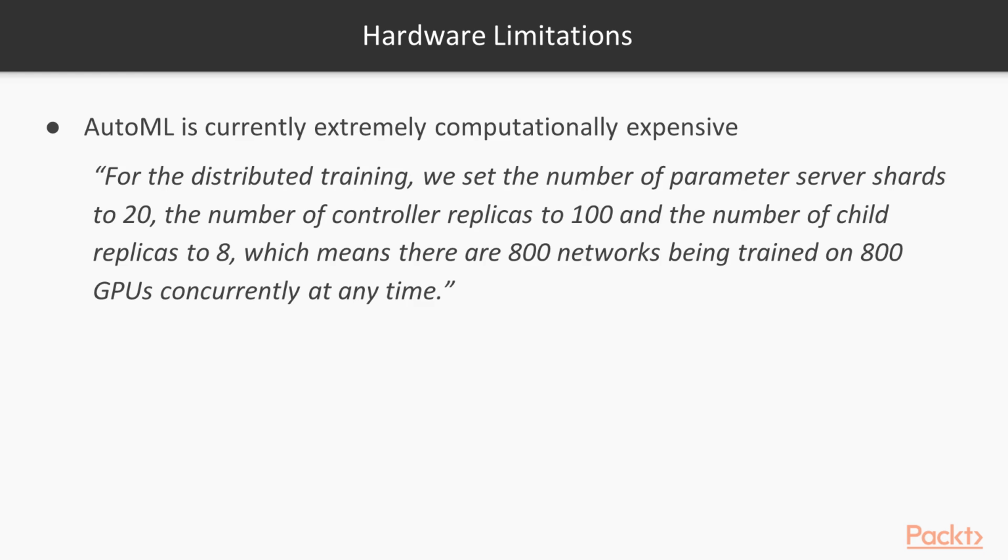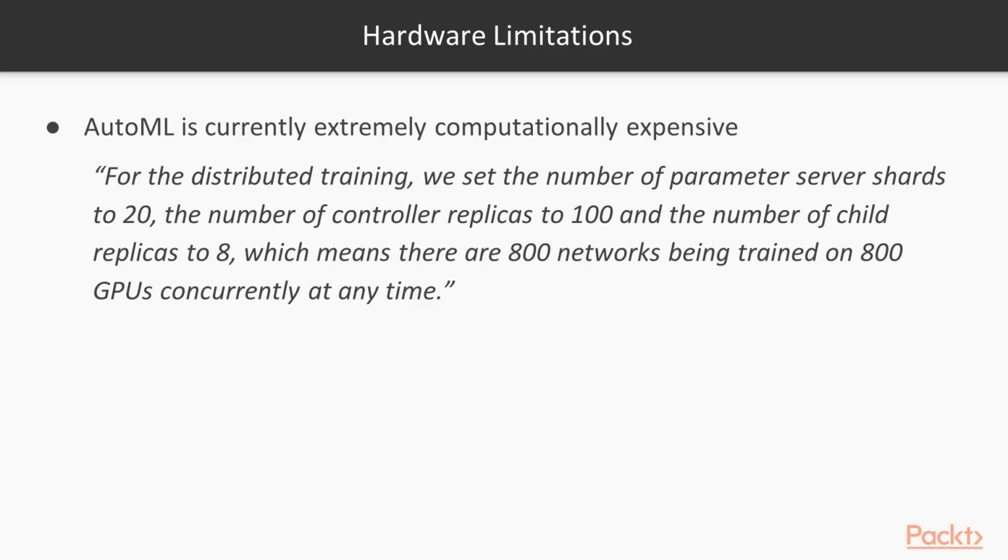At this point, it's probably becoming clear that the models we've covered today can require enormous amounts of computational resources in order to finish in any reasonable amount of time. For example, I've inserted a quote here from the paper introducing neural architecture search, which is from the diagram we saw in the last slide, and it casually states that they had 800 networks being trained on 800 GPUs concurrently at any time. No big deal, right?